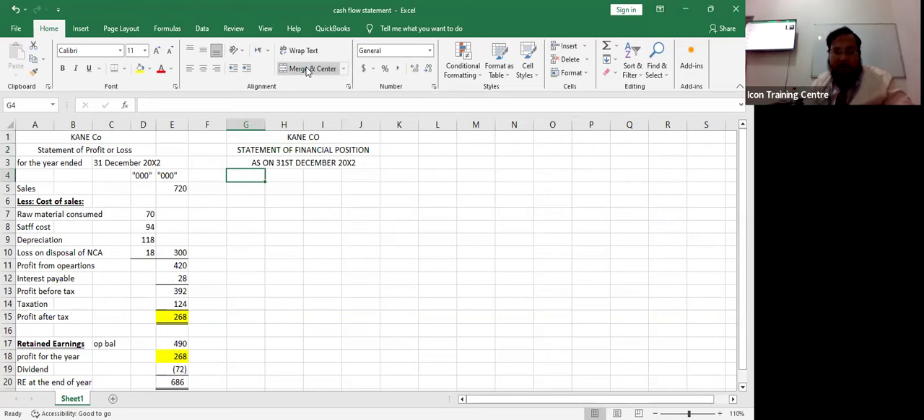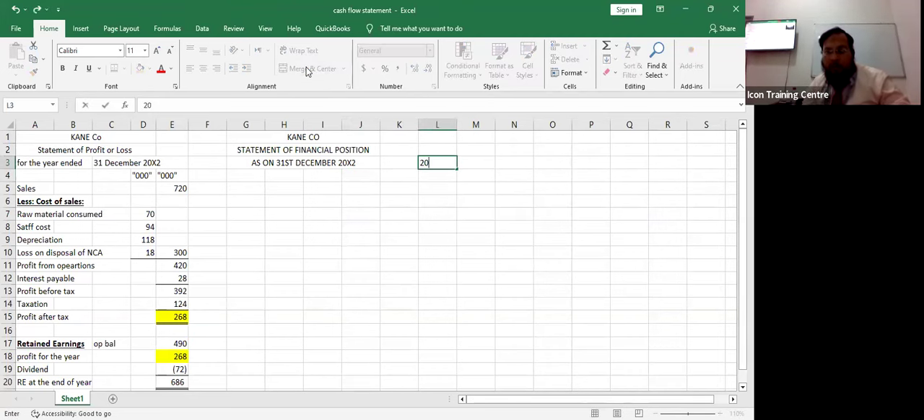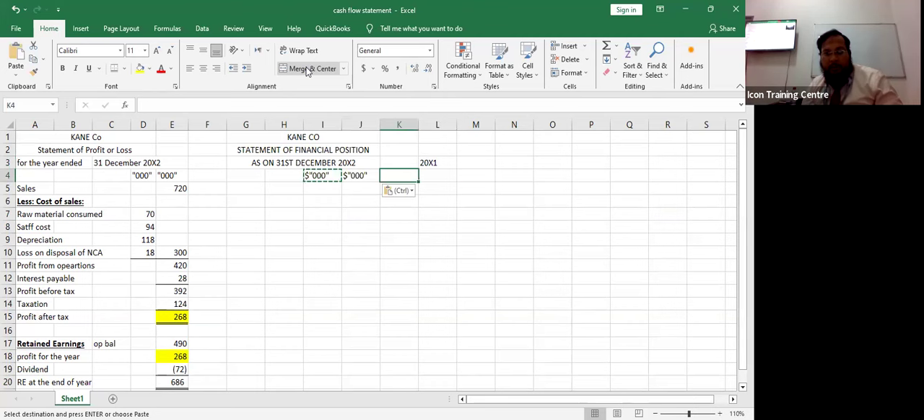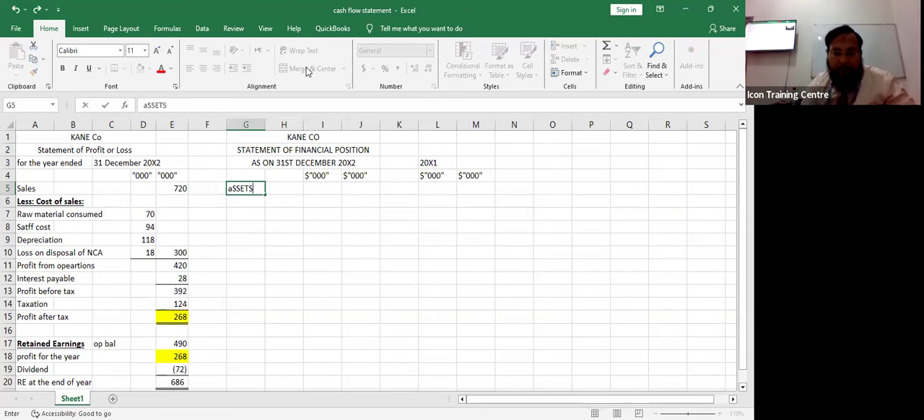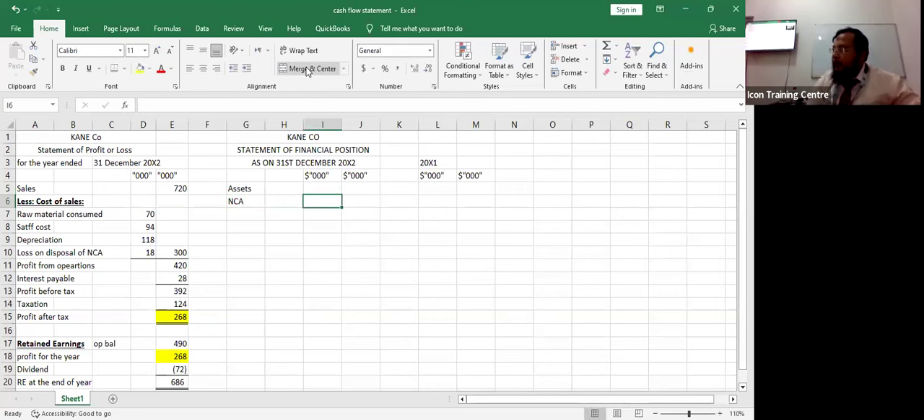Okay, first thing we have is assets. We have the financial position 20x2, and also we have 20x1, right? So we have dollars 000 here, here, and here. Now the first thing we have is assets. How much are the assets? First of all, we have non-current assets. Can you guide me, please? NCA. Okay, how much is the value? In the later corner.